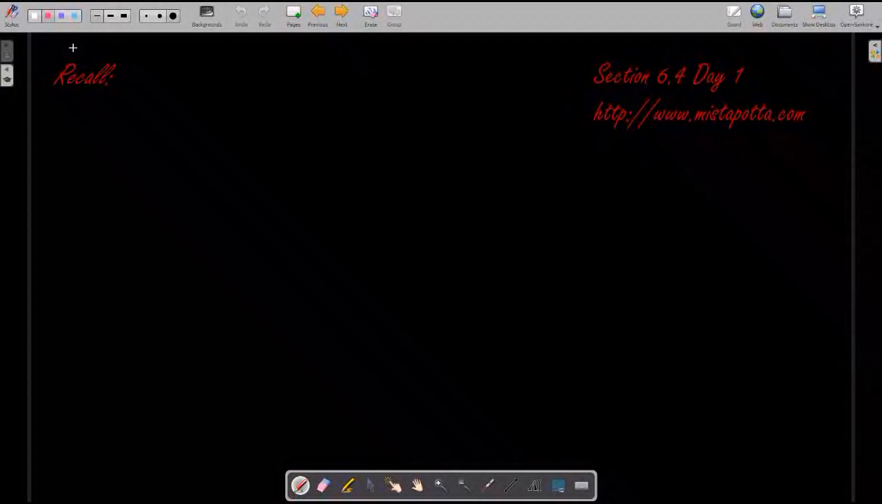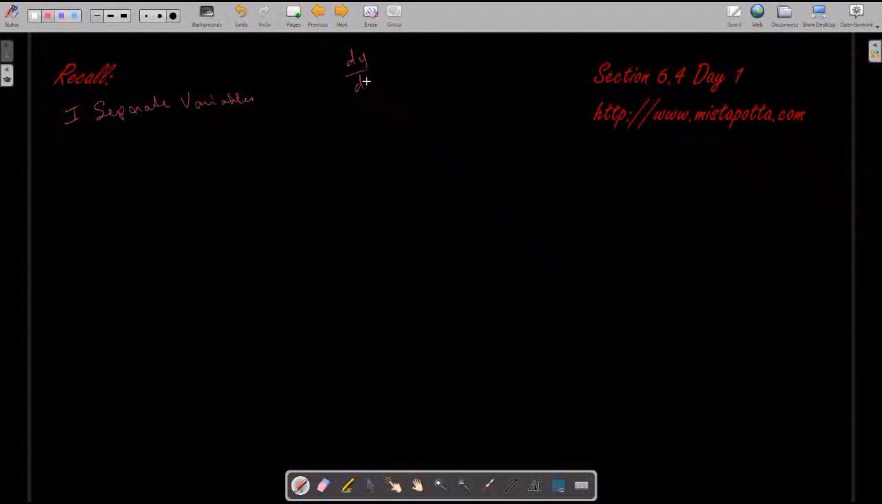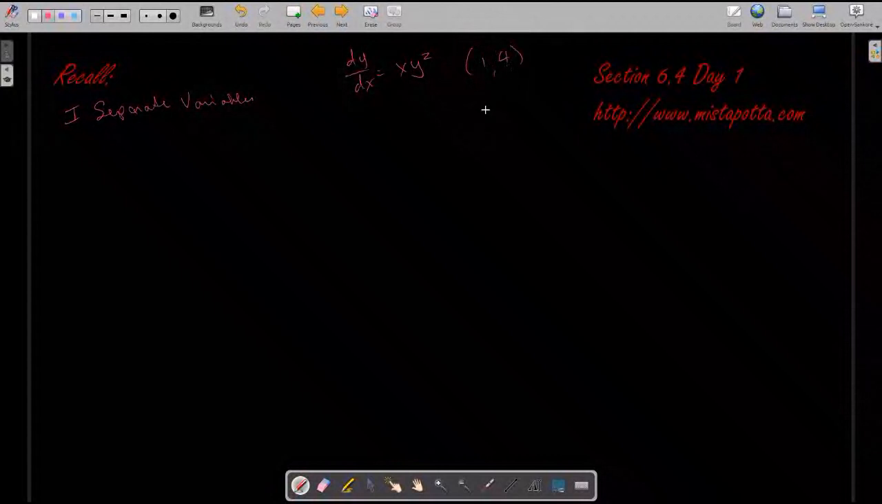And the first thing that we're going to do is separate our variables. So let's say that I've got a differential equation like dy/dx equals xy squared, and I know this passes through the point (1, 4).